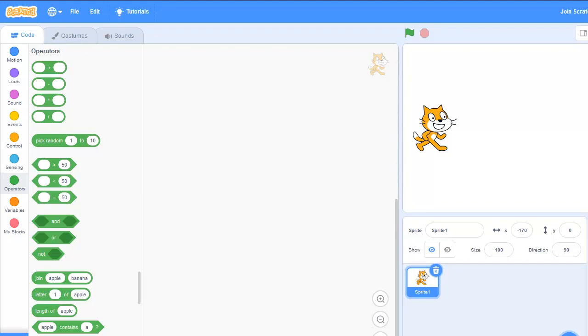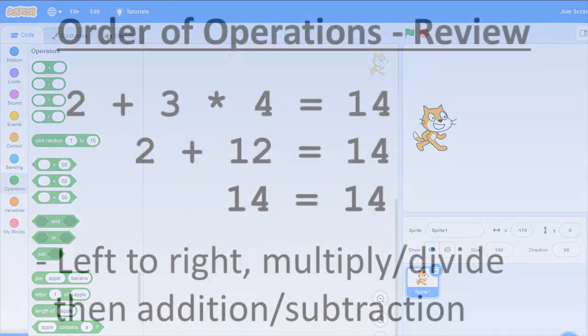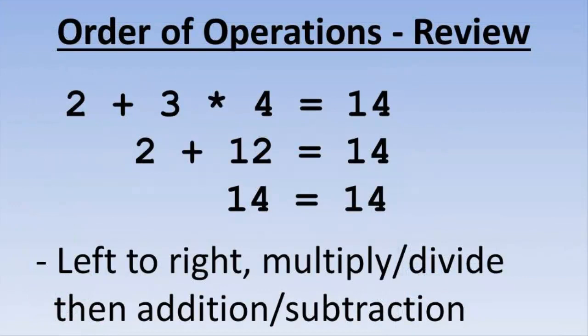We're going to look at multiple operation problems. Before we start that, let's review order of operations. Looking at the problem 2 plus 3 times 4, order of operations tells us we work from left to right. We first do all the multiplication and division problems, then we do the addition and subtraction problems.